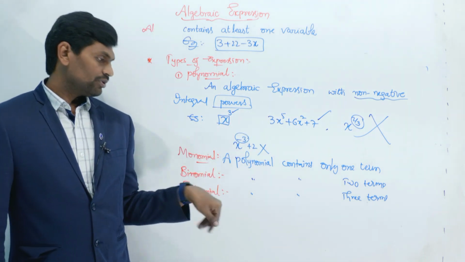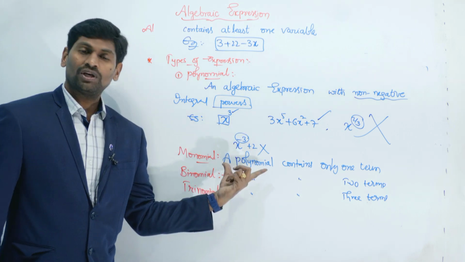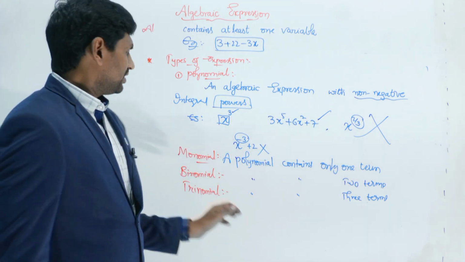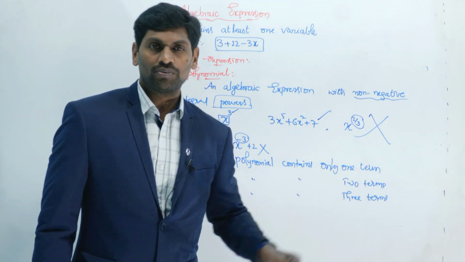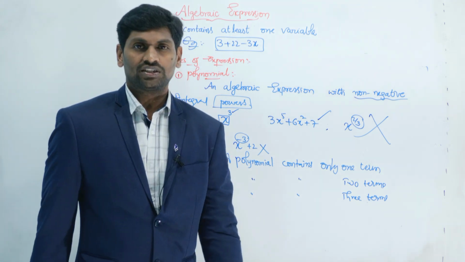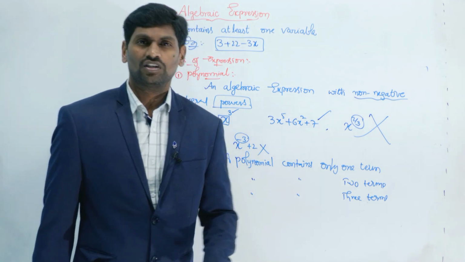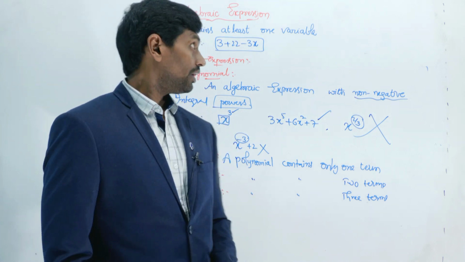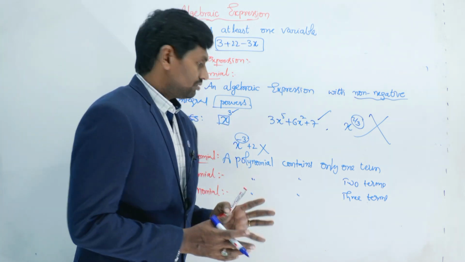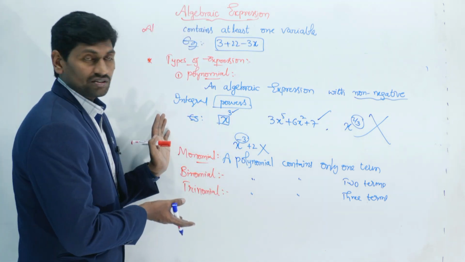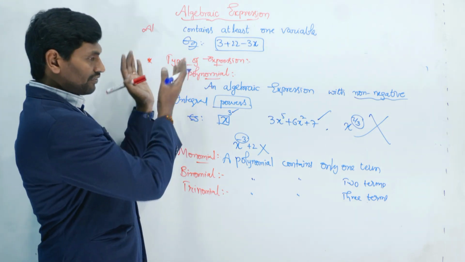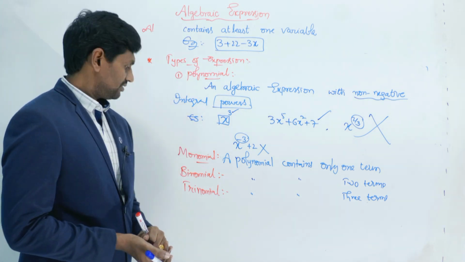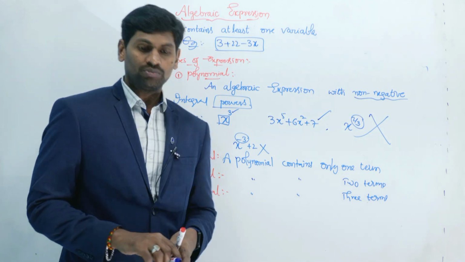Now monomial, binomial, trinomial. A polynomial having only one term is a monomial, having two terms is a binomial, three terms is a trinomial, like that. Please note that. Got it? So, types of polynomials. Polynomial is a type of expression. Okay, monomial, binomial, trinomial is completed.